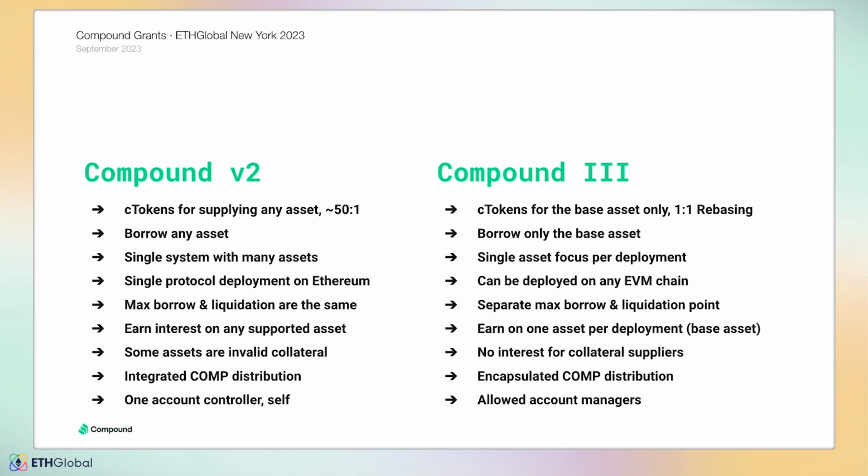So in Compound V2, there's an integrated comp distribution into the comptroller contract. In Compound 3, there's an encapsulated rewards contract that can be used with any ERC20 token. It's outside of the protocol and is a little bit neater from a developer's point of view. Compound V2 has one account controller, and that's the one controller of that account. In Compound V3, there's account managers, so you can approve a different manager for your address, or you can revoke those permissions later, and those permissions allow an account to transfer or borrow or withdraw on behalf of that account.